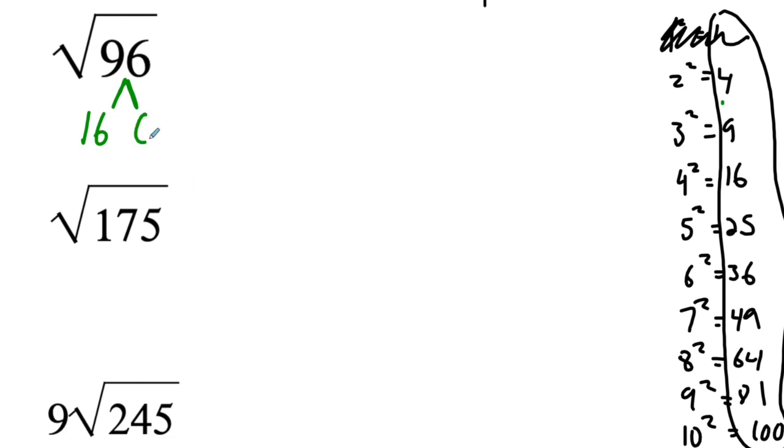So 16 times 6. Alternately, you could have broken it down. Since 16 goes into it, 4 also goes into it. So I'll show you what would have happened if you got 4 and 24 in just a minute.